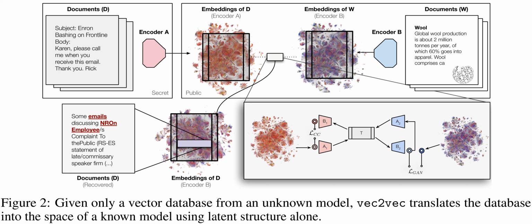So how does Vec2Vec bridge this gap without that Rosetta Stone, without seeing examples of the same text embedded by both models? That seems kind of magical. It feels magical, but it's clever math. The key is that it's unsupervised. That's the breakthrough. It doesn't need those paired examples, text A processed by Model 1 and text A processed by Model 2. So how does it learn? Where did the idea come from?